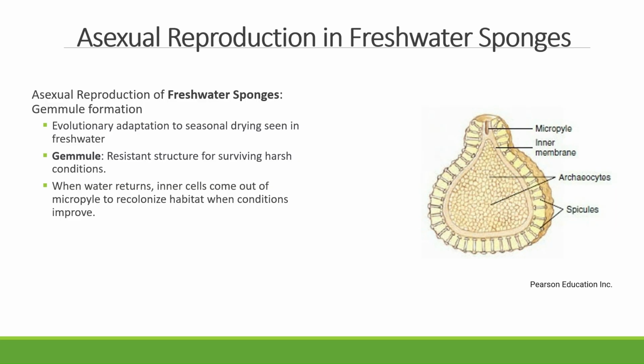When conditions become favorable again, when the water returns and temperature rises, the amoebocytes exit through the small opening at the top. It's called a micropyle. You don't need to commit that to memory, but it's called a micropyle. And they begin building a brand new sponge. Gemmules can remain dormant for long periods, survive drying out completely, and even tolerate freezing. This adaptation is one of the reasons freshwater sponges can recolonize habitats year after year despite living in an environment that dramatically changes with the seasons.